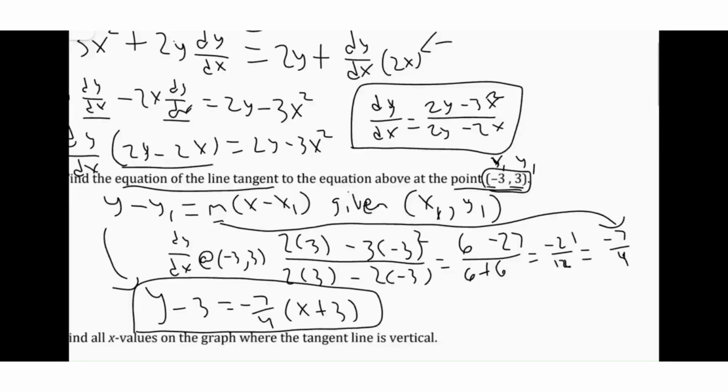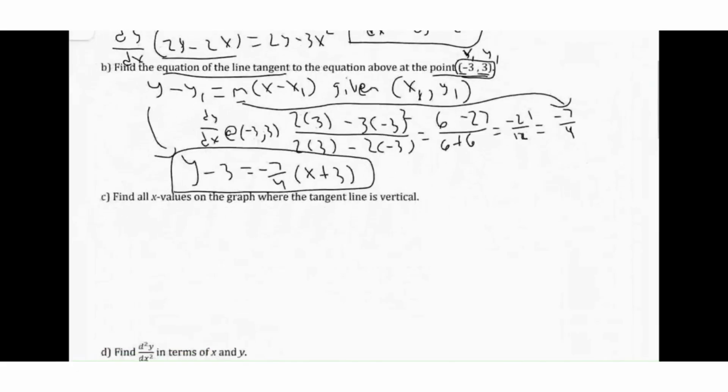Really simple. You don't need to simplify it into y equals mx plus b or anything. Part C. Find all x values on the graph where the tangent line is vertical.